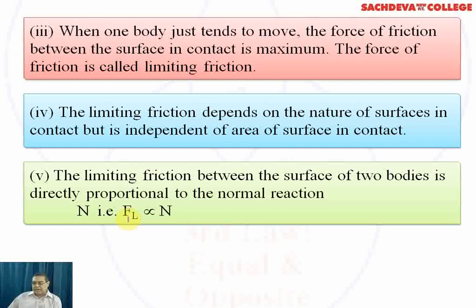So what we find is that as the normal reaction increases, the force of limiting friction will also increase. That's why we have written here that FL is proportional to N. Now, once more, I will explain the concept. The limiting friction between the surfaces of the two bodies is directly proportional to the normal reaction. If the normal reaction is N and the limiting friction is FL, then FL is proportional to N.